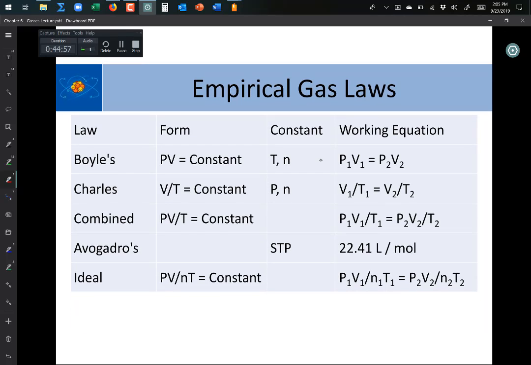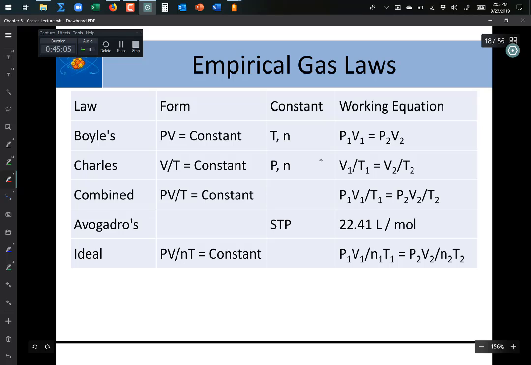So there's a whole bunch of these. I don't think you need to memorize them, and I'll show you how you can get them all from one equation. There's Boyle's law, PV is equal to a constant, so you can say P1V1 is P2V2, because they're always equal to the same constant. Charles' law is V over T. So V1 and T1, the volume and temperature under one set of conditions, is equal to the volume and temperature under another set of conditions.